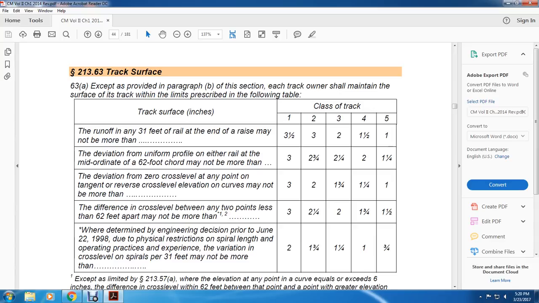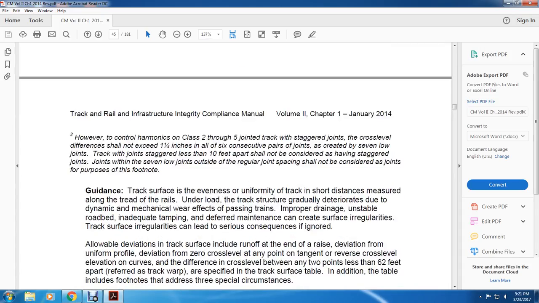The difference in cross level between 2 points less than 62 feet apart may not be more than 3, 2 1/4, 2 inches, 1 3/4, 1 1/2. Where engineering construction was prior to June 22, 1998, given the physical restriction of the spiral length and operating practice experience, variation in cross level in spirals per 31 feet may be not more than 2, 1 3/4 inch, 1 1/4 inch, 1 3/4 inch. All right. However, guidance.